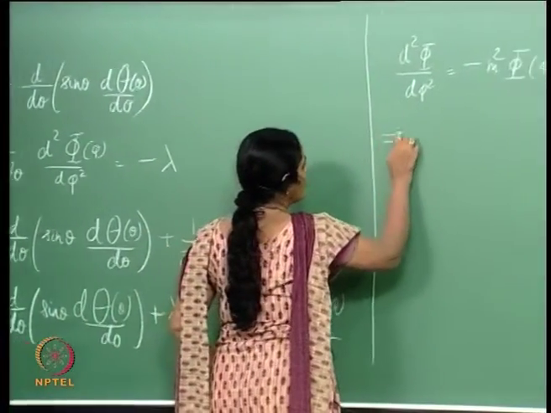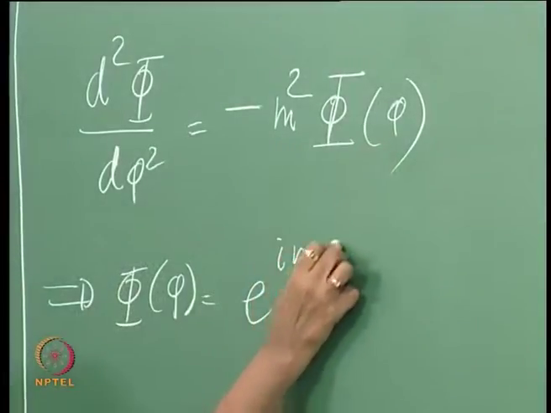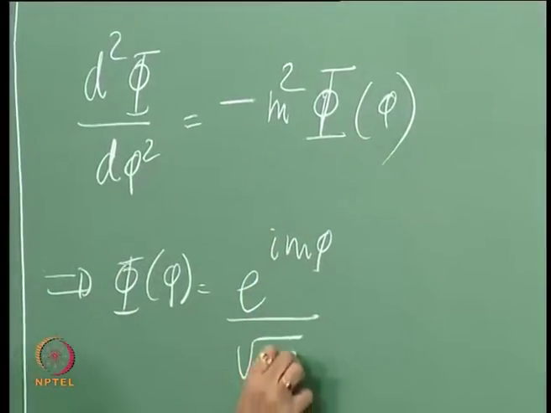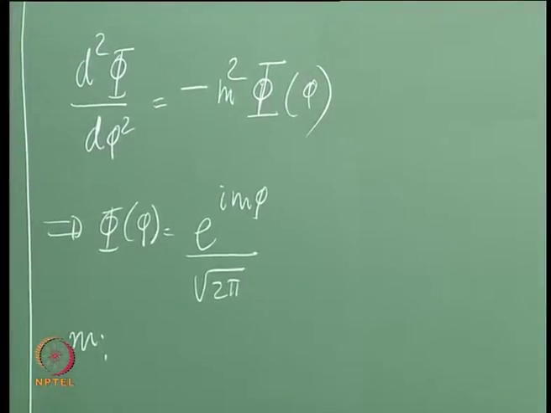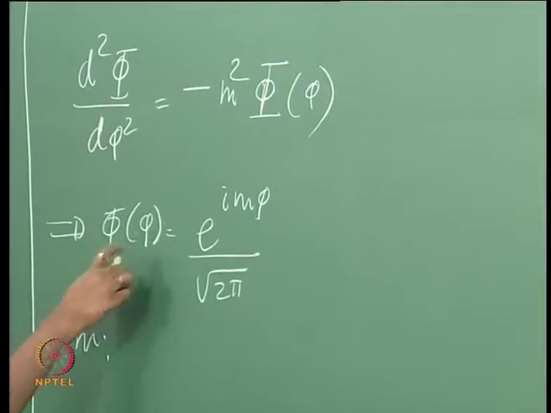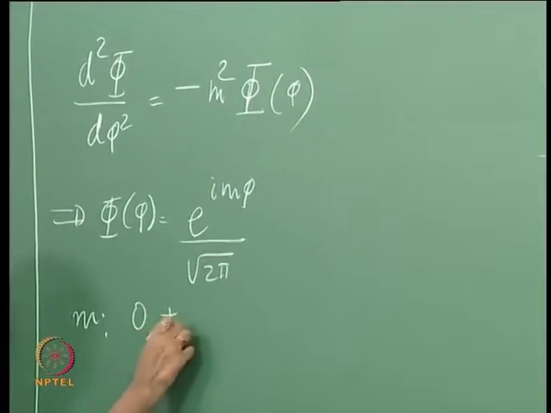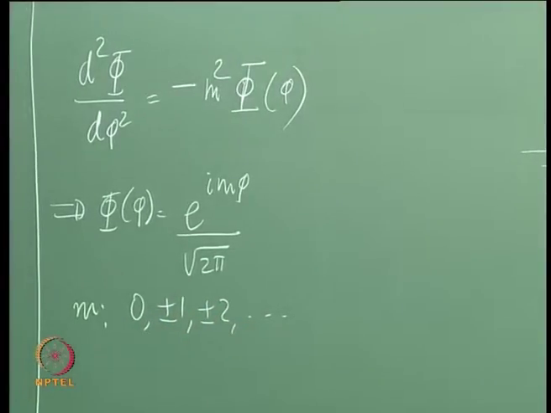This gave us a solution. Phi of phi is e to the I m phi, normalized with the root of 2 pi, and also because the wave function is single valued. If phi changes by 2 pi, the wave function should not change. This restricted m to integer values.